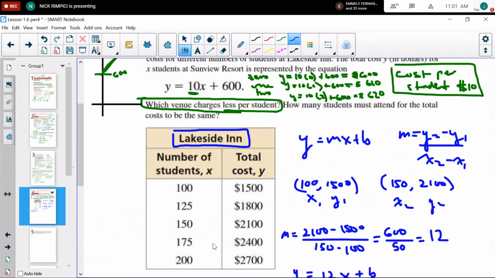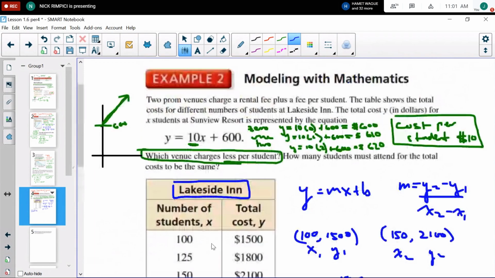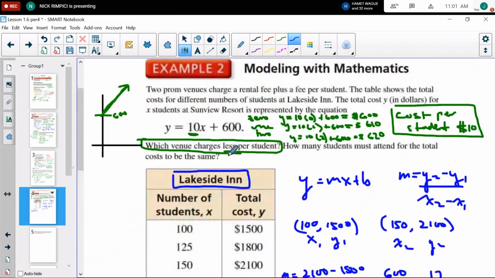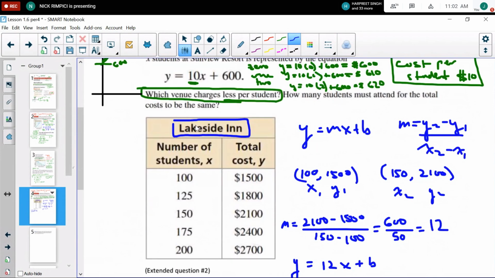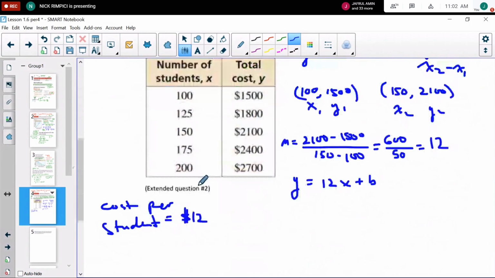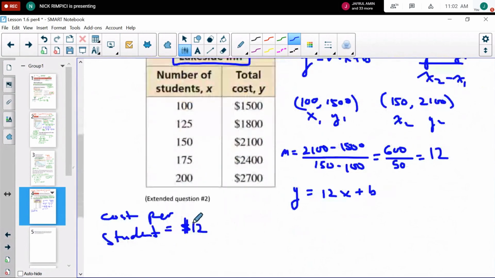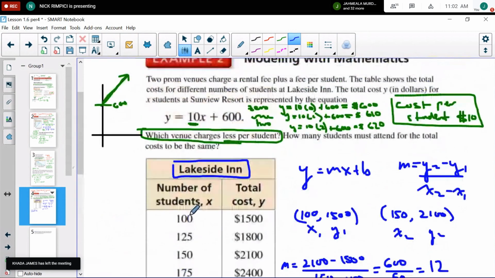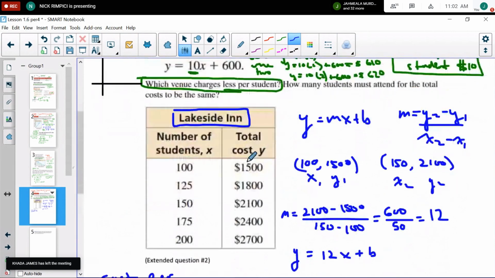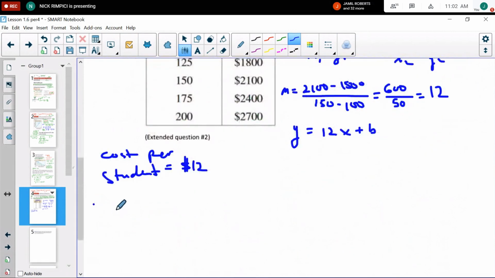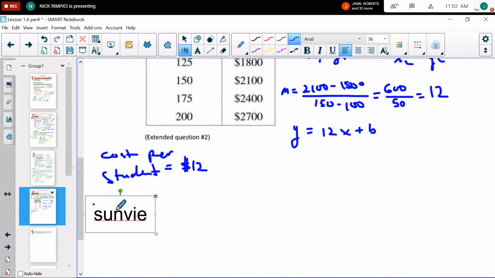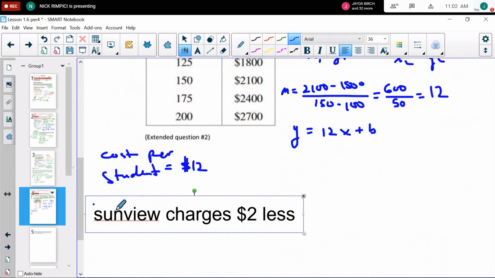Question A was which venue will charge less per student? Sunview charges 10 and Lakeside charges 12 per student. So it looks like Sunview is cheaper. Sunview charges, what is it, $2 less per student.